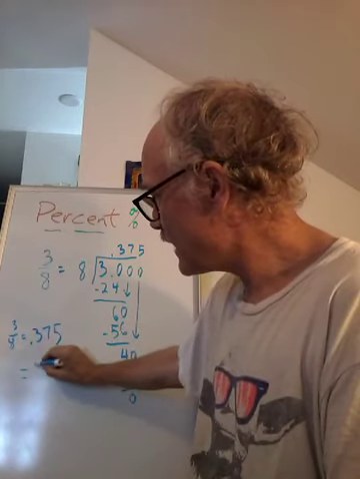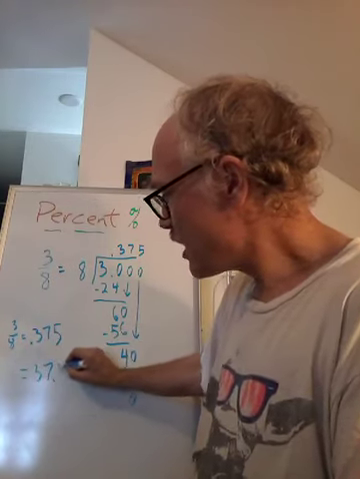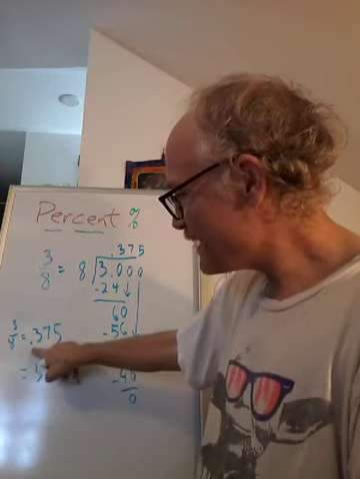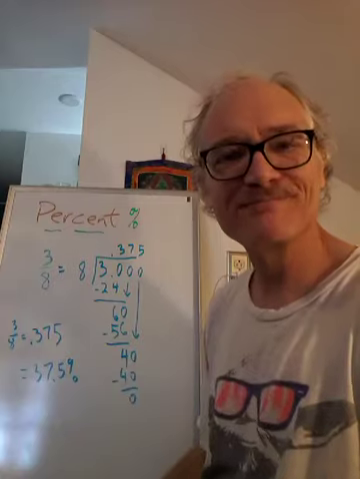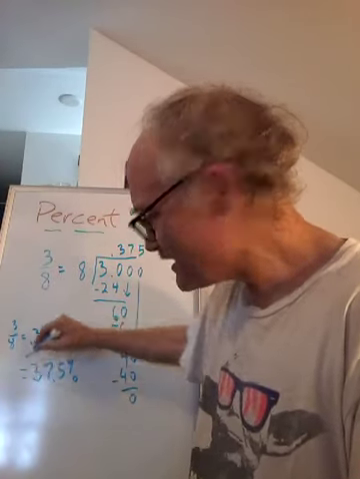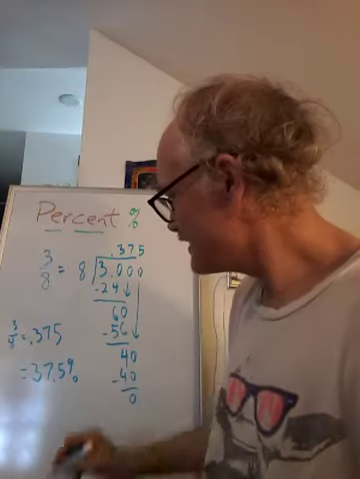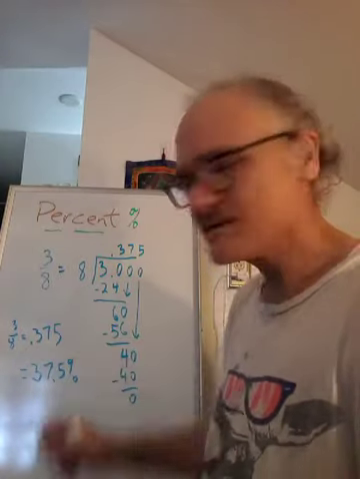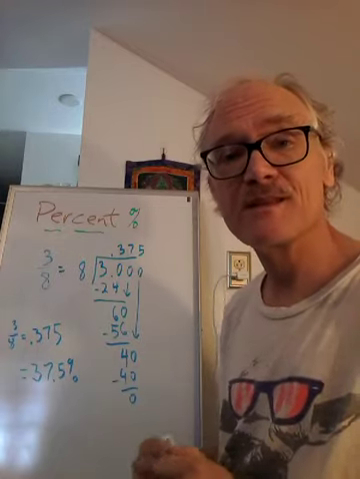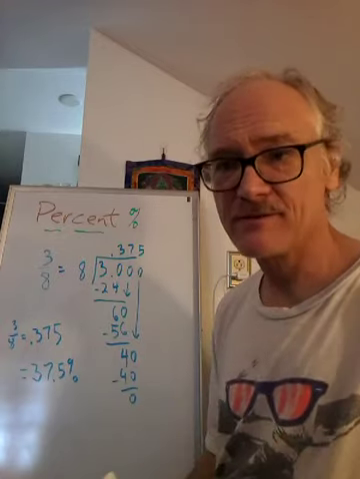And I could call that 37.5%. Why? Because I move it over 2 spots. Right? Is it okay to have a decimal inside your percentage? Yes. Just move it over 2 spots, going from the decimal to the percentage form. Right? You'll want to practice with this stuff.